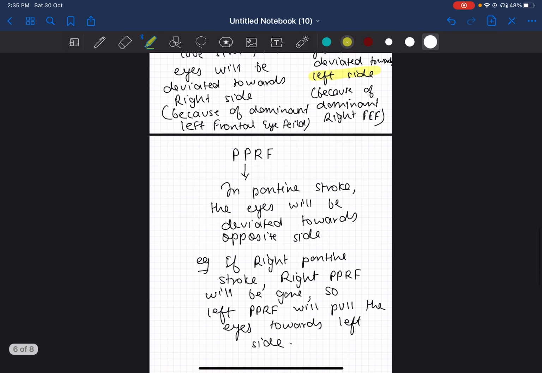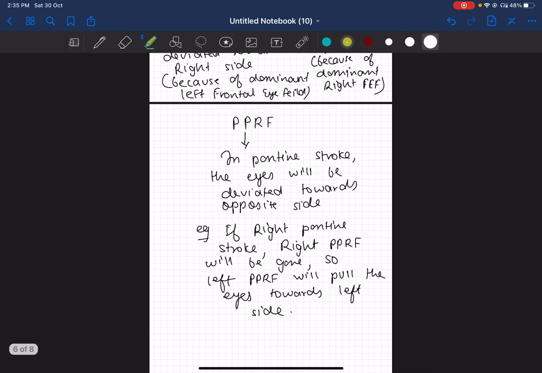Now we see the lesion of the PPRF. So a lesion of the PPRF, it is very commonly seen clinically in patients of pontine stroke. Okay, this pontine stroke is a very common site of stroke in hypertensive patients. So let us write here: very common site of stroke in hypertensive patients.